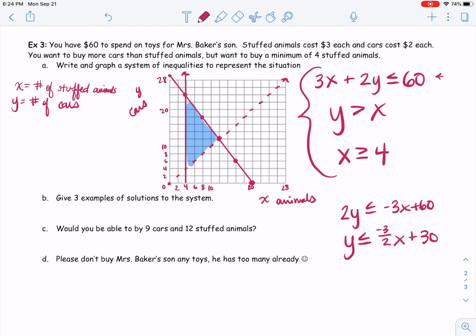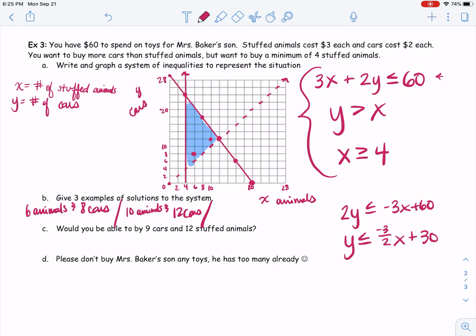So that means we could buy 6 animals and 8 cars, because 6, 8 is right here. I could pick 10, 12. 10, 12 would be right here. So that means I could have 10 animals and 12 cars. Okay, you're picking any solution in that shaded region and then just converting it to what it's actually representing instead of just leaving it as 6, 8.